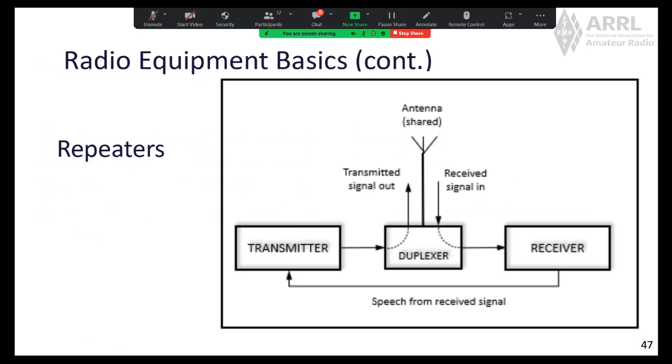A repeater is a transmitter and receiver connected through a duplexer to an antenna. The duplexer replaces the TR switch and allows a repeater to receive and transmit at the same time.